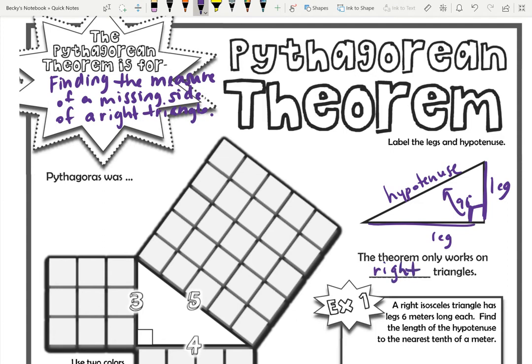Now, it's called the Pythagorean theorem because the person who was credited for creating this theorem, his name was Pythagoras, and he was a Greek philosopher, and he was a mathematician.